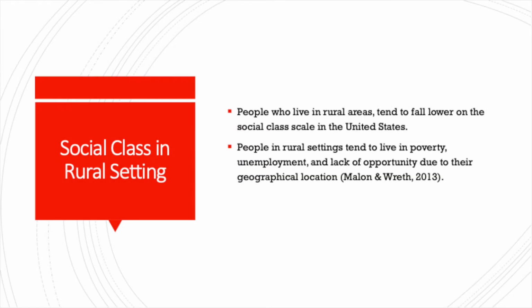So people who live in rural areas tend to fall lower on the social class scale in the United States. These people tend to live in poverty, have high unemployment rates, and they lack opportunity due to their geographical location. So a lot of people who live in a rural area probably work at locally family-owned businesses, different agriculture companies, whereas if they were to live in an urban area, they could work for larger corporations that tend to only be located in larger cities.